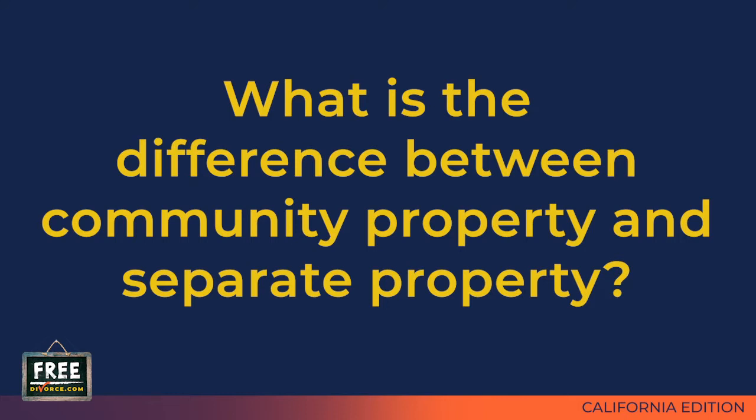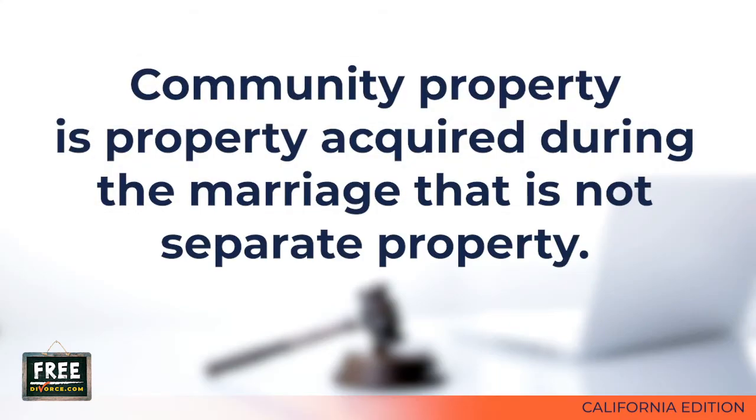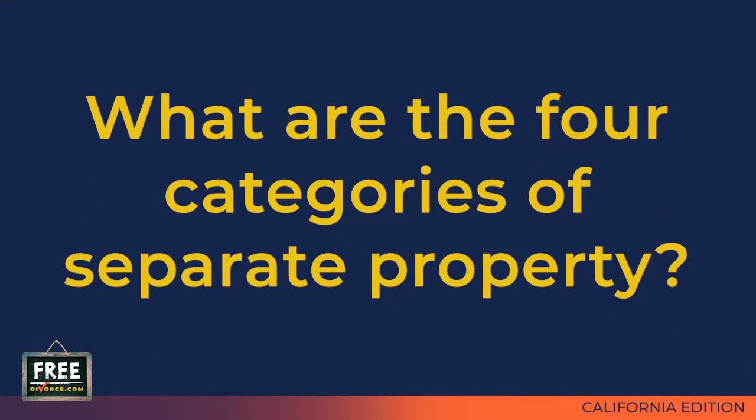Well, the easiest way to understand what is community property is to start by saying what it is not. Property that is acquired during the marriage is normally going to be community property unless it is separate property. So we're going to start by explaining what separate property is. There are 4 categories of separate property. If the property does not fall into one of the 4 categories of separate property, it is then going to be community property. What are the 4 categories of separate property?